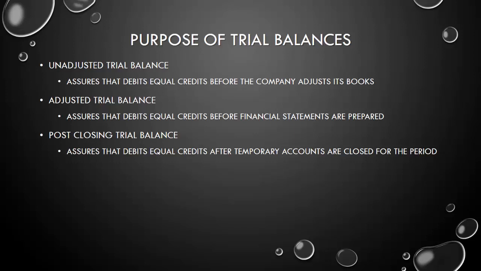If we only made one trial balance at the very end, we wouldn't know where the mistakes were, and we would have to keep going back through all of our records for the month until we found it. So frequently making trial balances at these 3 different phases makes it easier to find the mistake in case you don't have debits equal credits.